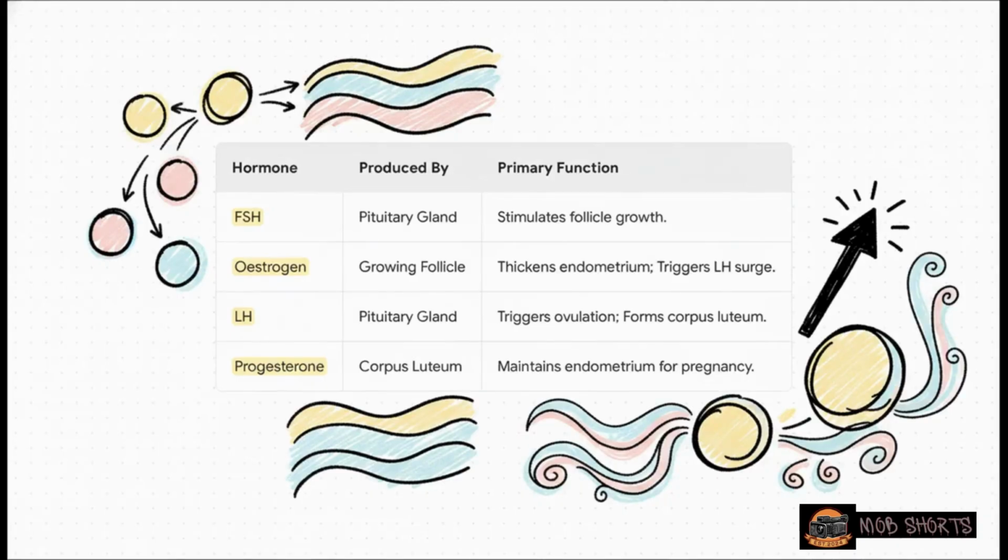And this table just puts it all together beautifully. Think of it like a relay race, okay? The pituitary gland starts the race by releasing FSH, which passes the baton to the follicle. The follicle runs its lap, producing estrogen. High levels of estrogen pass the baton back to the pituitary, which releases a final burst of LH. LH then triggers ovulation and passes the baton to the corpus luteum, which takes us to the finish line with progesterone. See? Each step causes the next one to happen.